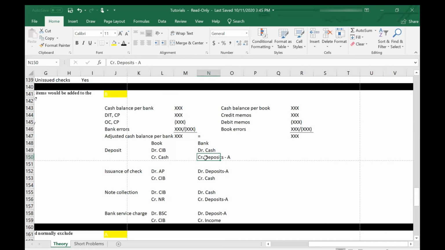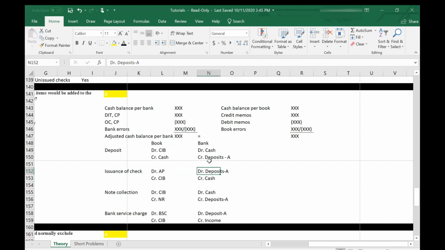So from the bank's end, it's a liability, no? Kaya when we say that the bank credits your account, it means that your account increases. The bank will credit your account. Your account will increase, no? How about if you issue a check? If you issue a check, you will credit cash in bank, you'll debit accounts payable, for example. And then the bank, babawasan niya yung cash mo, credit cash, debit deposits A.